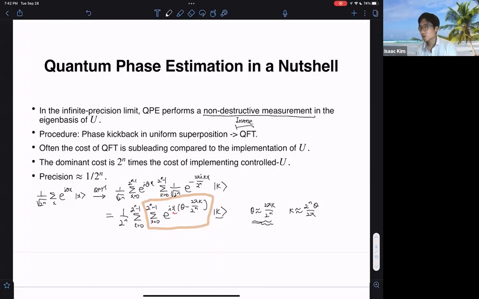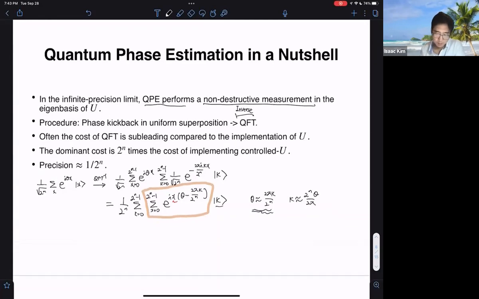So you have some U, and using quantum phase estimation, you can measure in this very strange basis, the eigenbasis of U. Of course, if you have finite precision, the thing that you measure is not the exact eigenvalue of U, so it'll be some approximation. There are some subtleties there, but for all intents and purposes, QPE performs some approximate version of the non-destructive measurement in the eigenbasis of U.